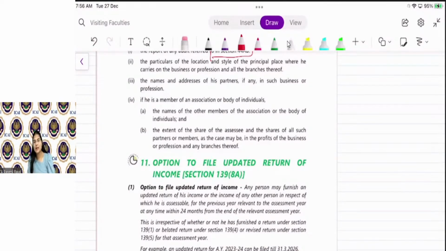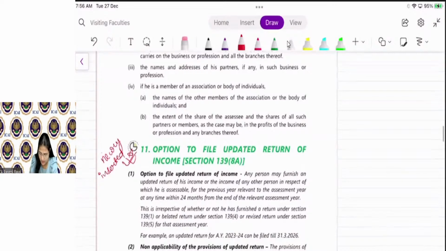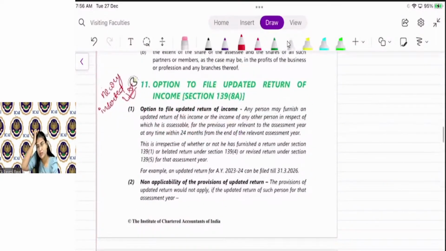Option to file updated return. This concept is newly inserted. Say, for example, you miss the due date for filing the original return. You miss the due date for filing the belated return. So now the window is locked. You cannot file a return of income, right?